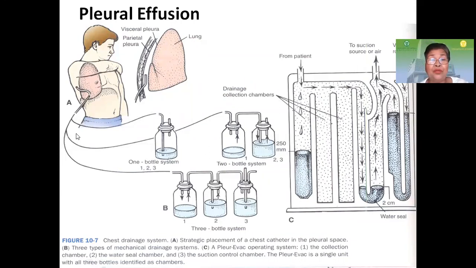So saan pupunta yung fluid? It will drain, no, by gravity. So the fluid and air will also drain by small positive pressure. Diba sabi natin, ano yung pressure na na-create dito sa water seal? Small. Bakit small? Kasi diba, atmospheric pressure is 760 mm mercury. A number more than 760 is positive. And a pressure less than 760 is negative pressure. Okay? More than 760, positive pressure. Less than 760, negative pressure.